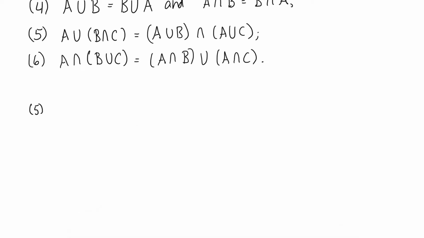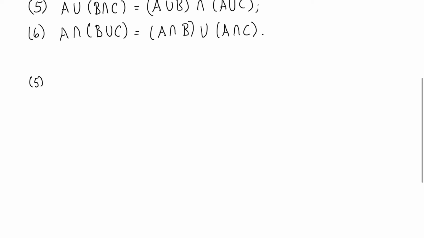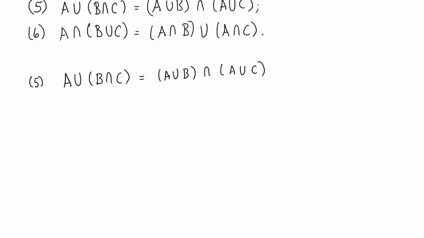Numbers 5 and 6 are a bit trickier because we start to mix the operations of intersection and union, and then things aren't as straightforward and they require a bit more thought. So this first one, or number 5, says A union B intersect C is the same thing as A union B intersect A union C. There's a lot that I can say about this to explain it, so I'm going to try a couple of different explanations, and you can pick what jives with you.